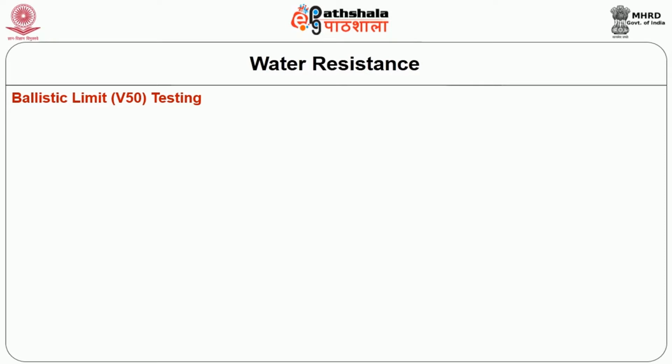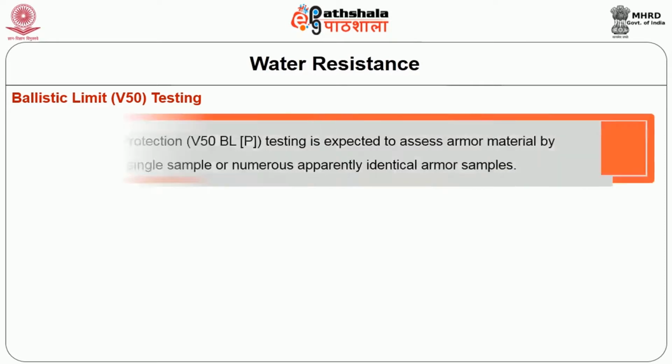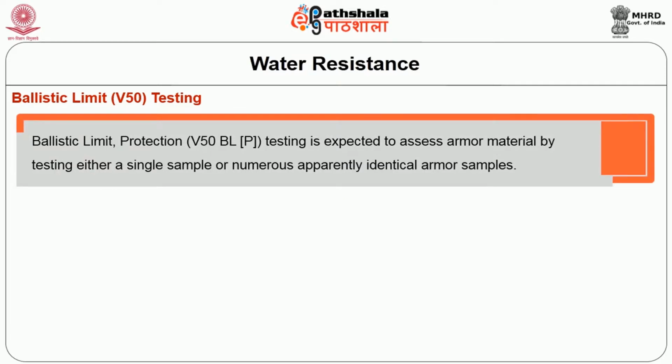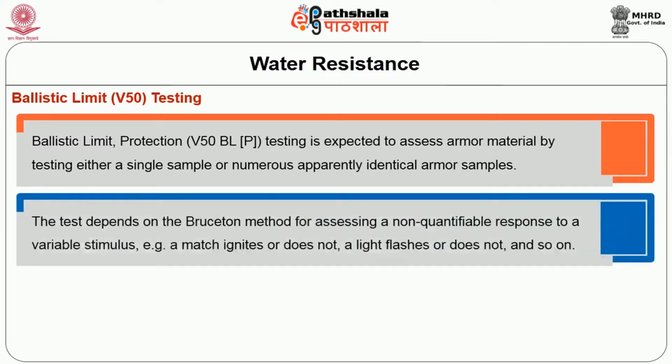Next is ballistic limit testing, usually termed B50. Ballistic limit protection, B50 BLP, is the short form. It is expected to assess armor material by testing either a single sample or numerous samples at the same time. The test depends on the Bruceton method for assessing a non-quantifiable response to a variable stimulus.